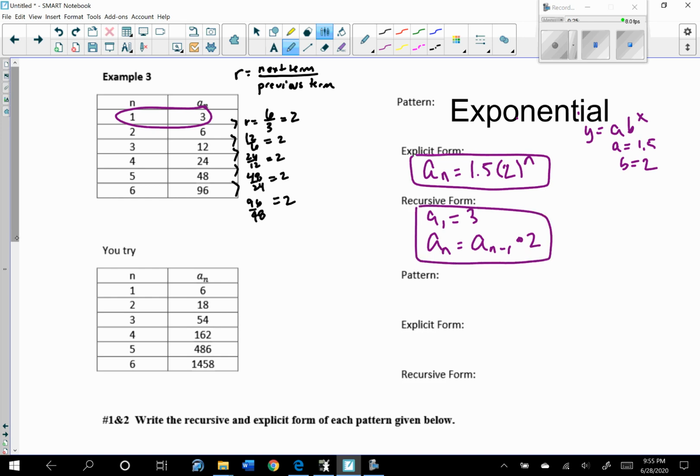So go ahead and do this next one on your own. So pause the video. When you're done, you can unpause to check your work.